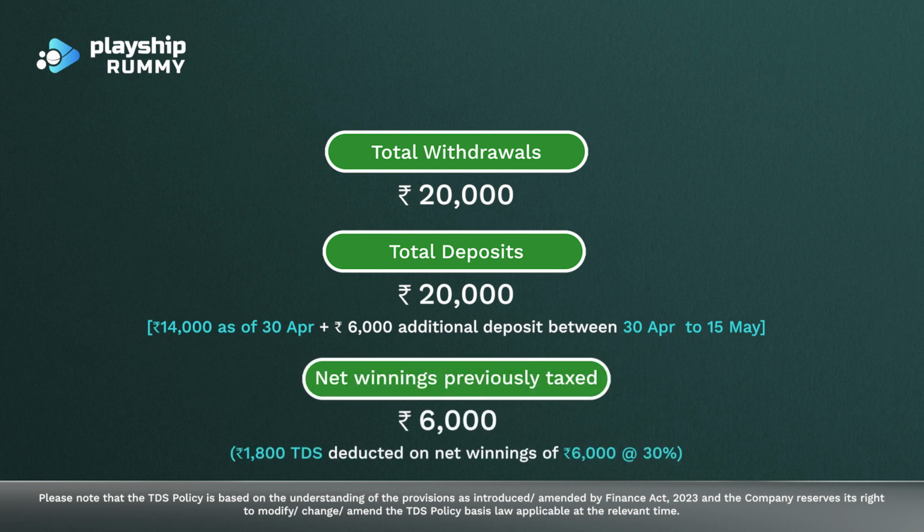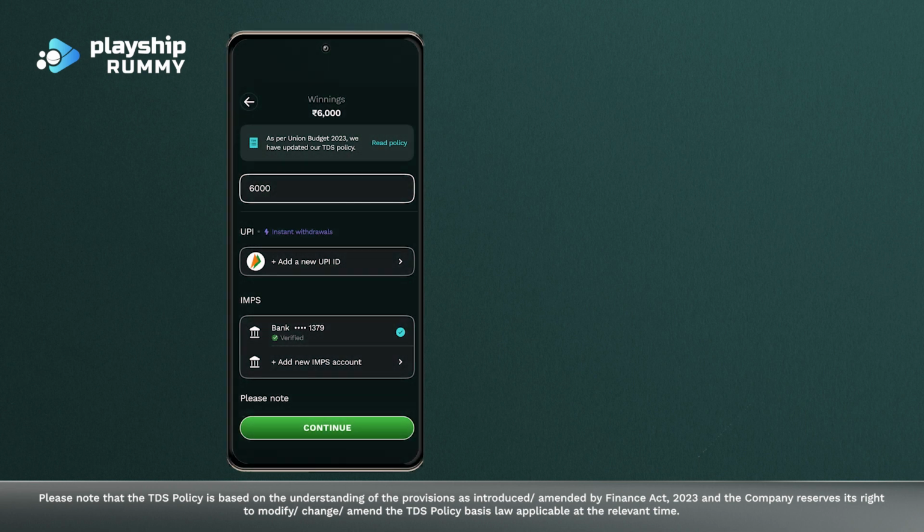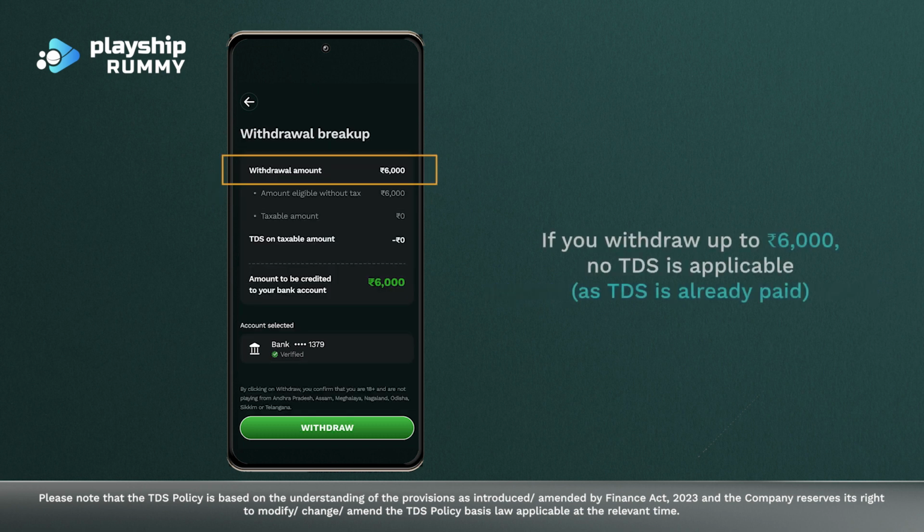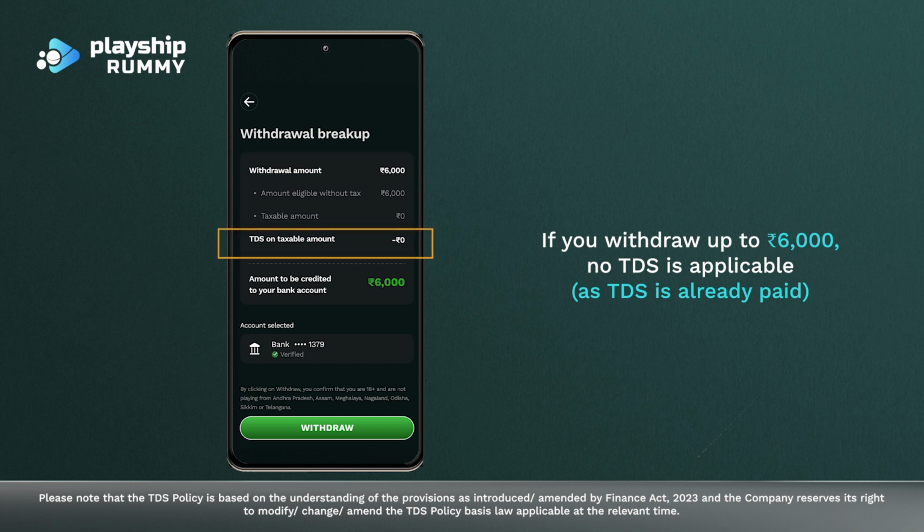Net winnings previously taxed is equal to rupees 6,000, that is rupees 1,800 TDS deducted on net winnings of rupees 6,000 at the rate 30%. Now here comes two scenarios. No TDS is applicable till your net winnings cross rupees 6,000, that is winnings already taxed. If you withdraw up to rupees 6,000, no TDS is applicable as TDS is already paid.